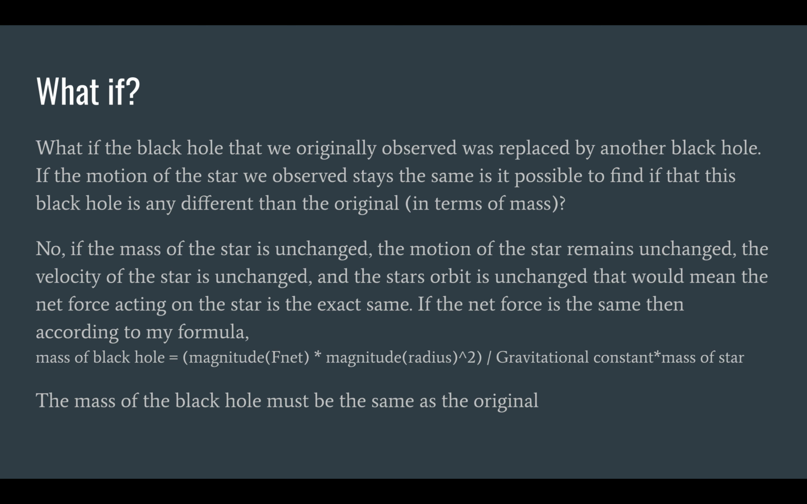What if the black hole that we had originally observed was replaced by another black hole? If the motion of the star we observed stays the same, is it possible to find that this black hole is any different than the original in terms of mass? No, since the mass of the star is unchanged, the motion of the star is unchanged, the velocity of the star is unchanged, and the star's orbit is unchanged. Using this formula down here, all of this stays the same. So there's no way that the mass of this new black hole is any different than the original black hole.